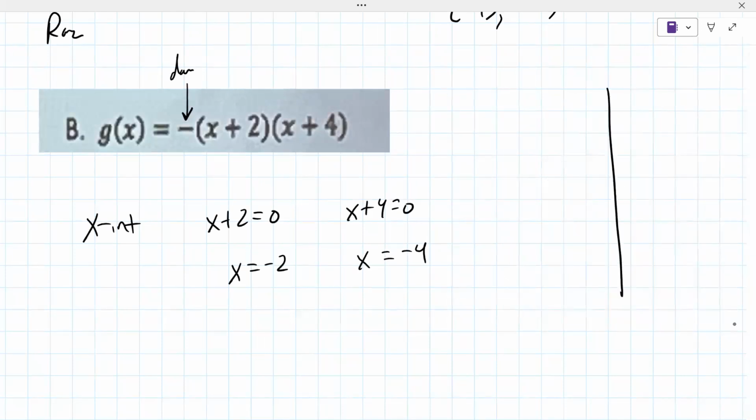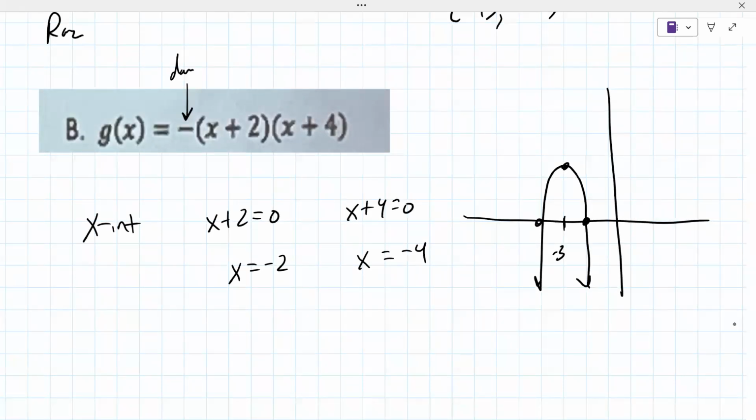So you take the zeros, add them and divide by two, so you find the midpoint, which is at -3, and you put that in for x. I guess it's 1.